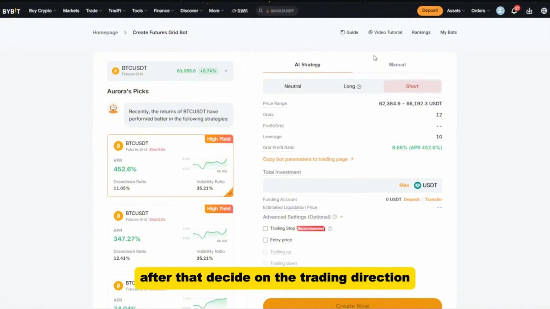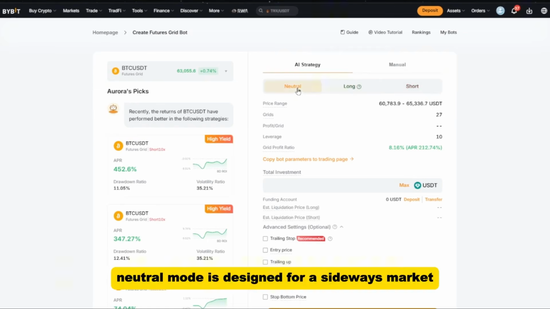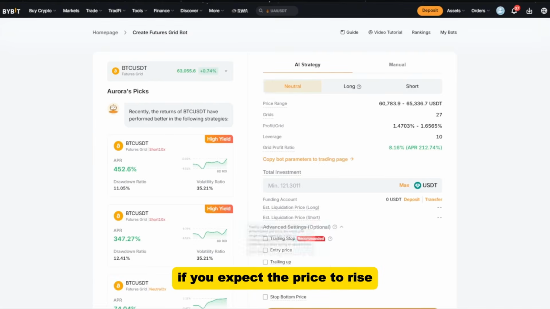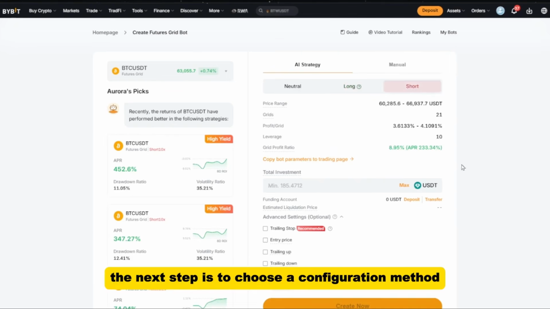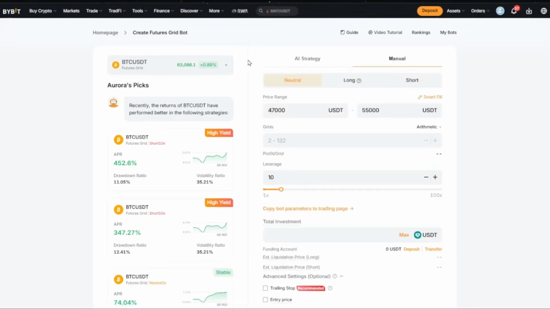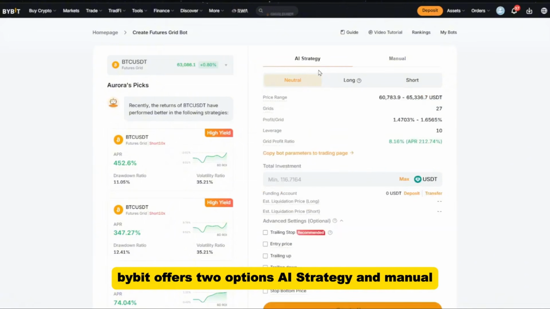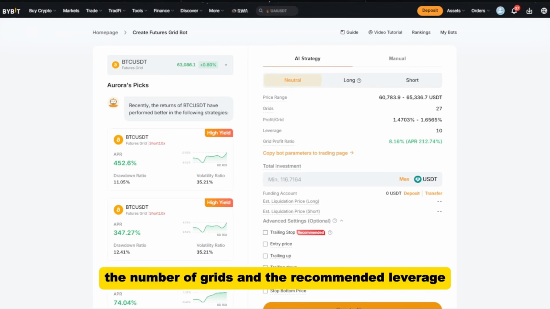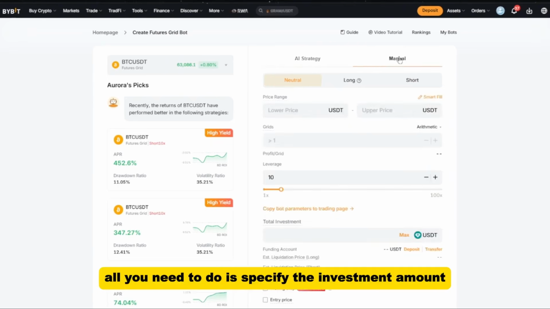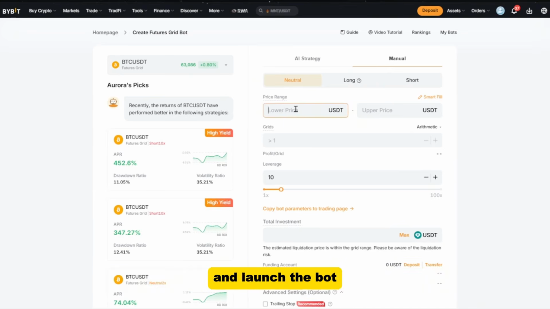After that, decide on the trading direction. There are three options available: neutral, long, and short. Neutral mode is designed for a sideways market. If you expect the price to rise, select long. If you predict a decline, short mode is the right choice. The next step is to choose a configuration method. Bybit offers two options: AI strategy and manual. If you choose the AI-based strategy, the exchange will automatically calculate the key parameters: the trading price range, the number of grids, and the recommended leverage. All you need to do is specify the investment amount and launch the bot.